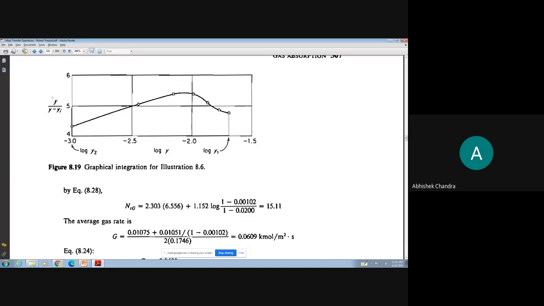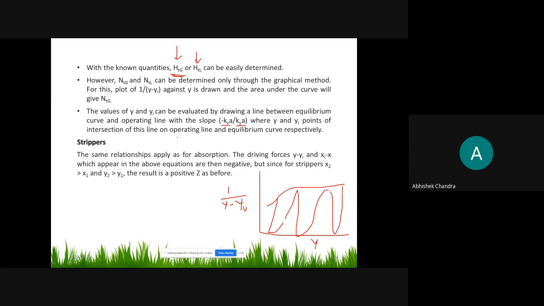then they draw the plot between y upon (1 minus yi) upon log y. They have taken log y because this data is so scattered. Otherwise, if you don't want the log then don't take the log. Now this plot, find out the area under the curve. The area under the curve will give the NTU.